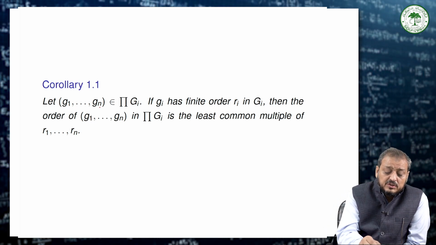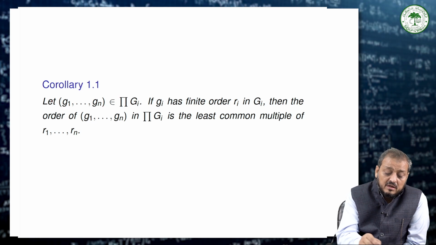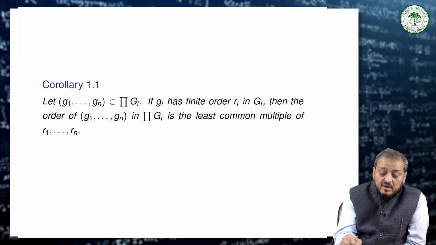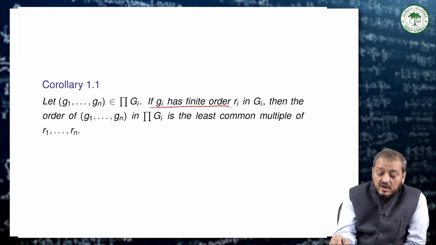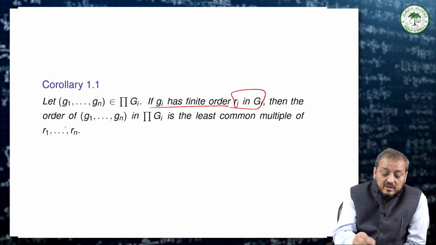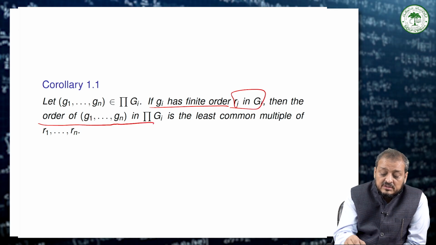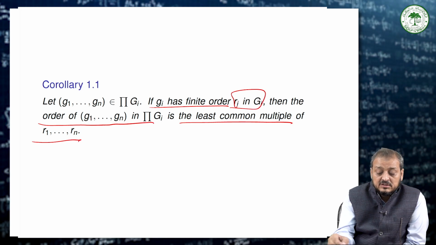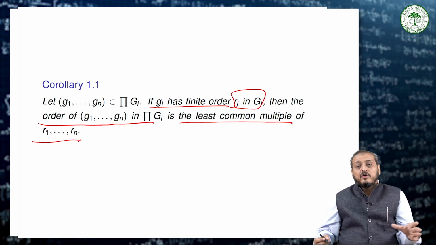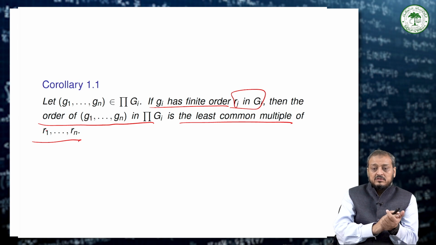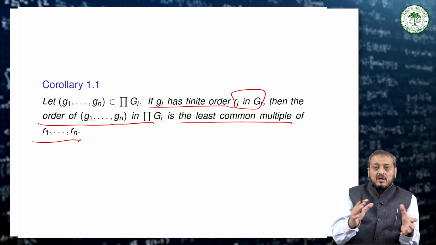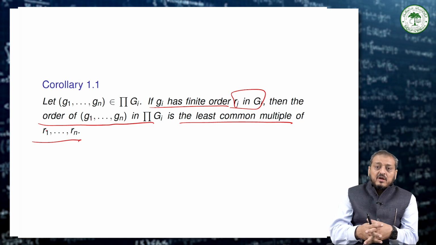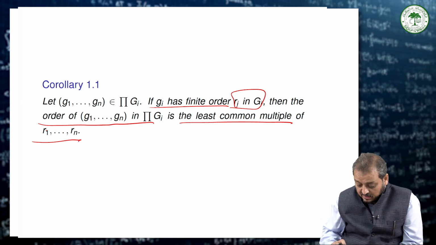Then we take (g1, g2, ..., gn), an element of G1 cross G2 cross ... cross Gn. If each gi has a finite order Ri in Gi, then the order of this element is the least common multiple of R1, R2, ..., Rn. This is the same thing we can prove for two groups G and H, and then we can extend the direct product to a finite number of groups in a similar fashion.